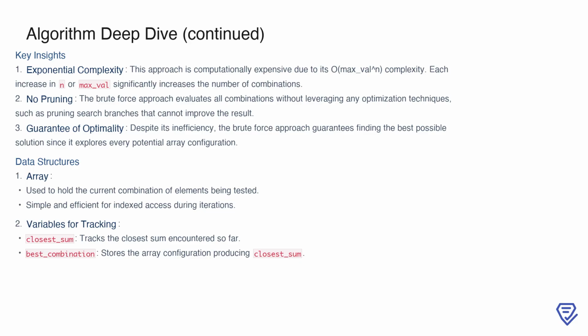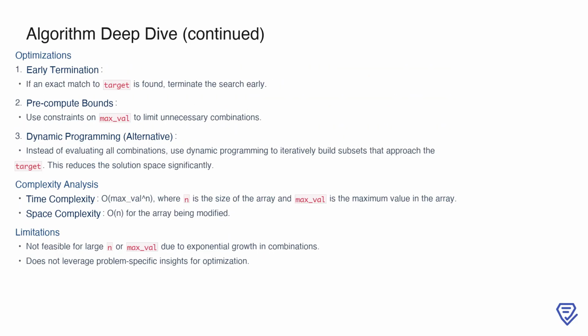To implement this, we use basic data structures like arrays to hold the current combination being tested. Variables like closest_sum track the best result we've seen so far, and best_combination stores the corresponding array configuration. However, due to its inefficiency, this method is impractical for larger inputs. To address the inefficiencies of the brute force approach, several optimizations can be introduced.